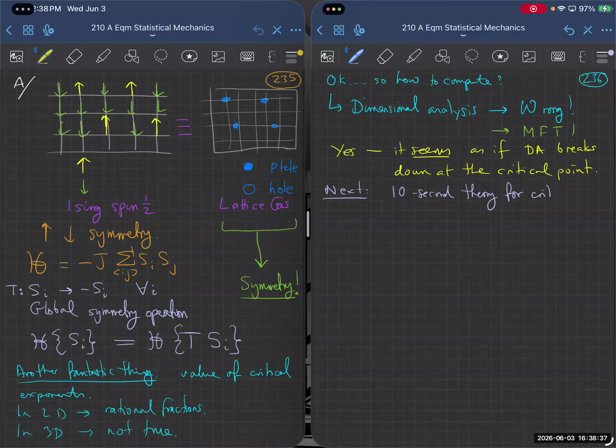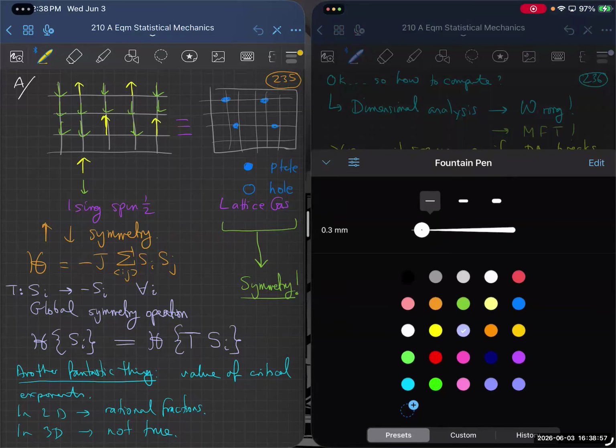For critical exponents. Okay, and I call it the 10-second theory, but really you spend 5 seconds of that theory just applauding and admiring what you did in the previous 5 seconds. So let me give you an example of this.